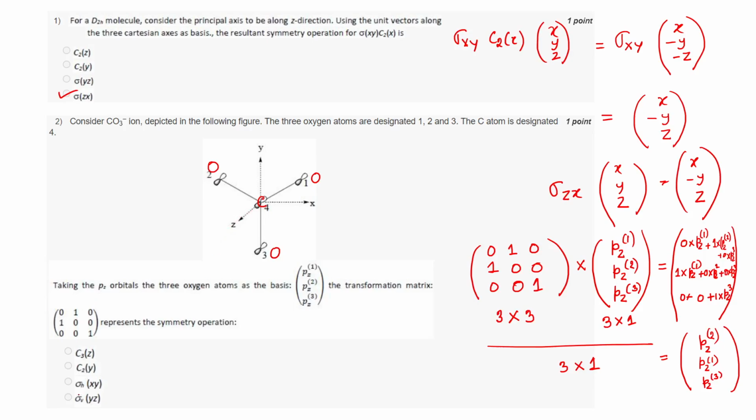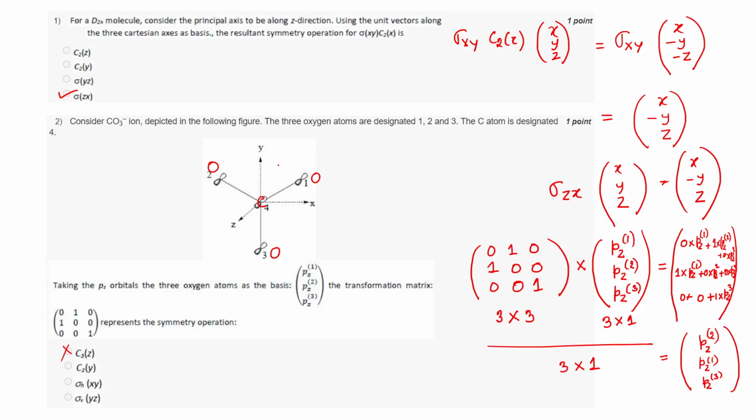So let us go one by one. These four options are there. So C3 along Z. If we would have rotated it along C3, then 1 would have become 2, 2 would have become 3, and 3 would have become 1. But that is not the case here. So it is not an option. What about C2 along Y?